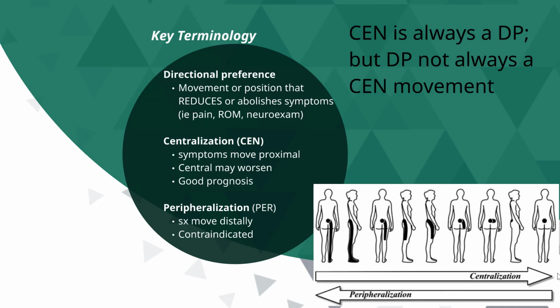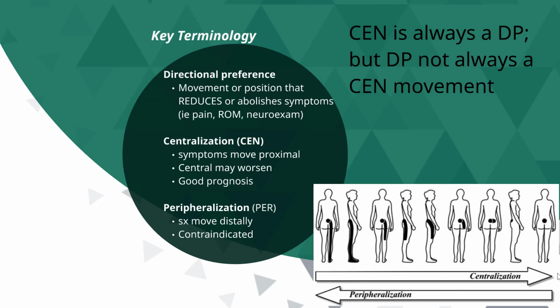Before we move on, I want to make sure you are comfortable with the language used. A directional preference is a movement or position that reduces or abolishes symptoms which include pain, range of motion, as well as findings from a neuro exam.